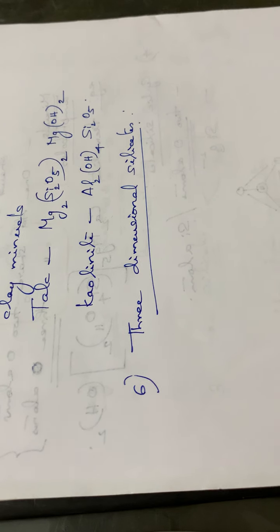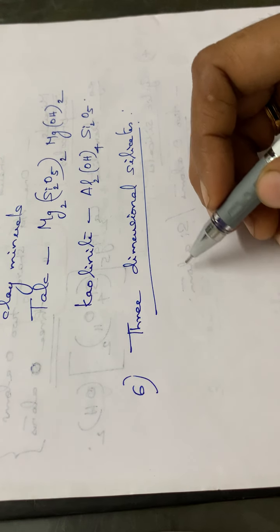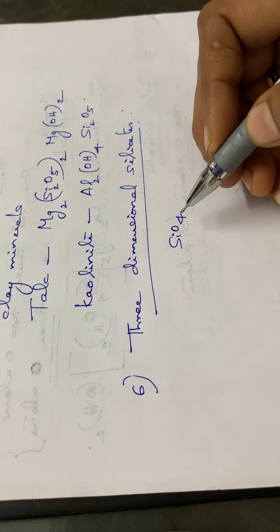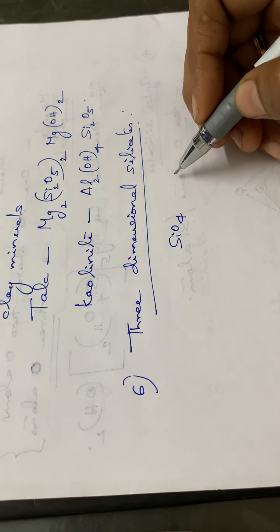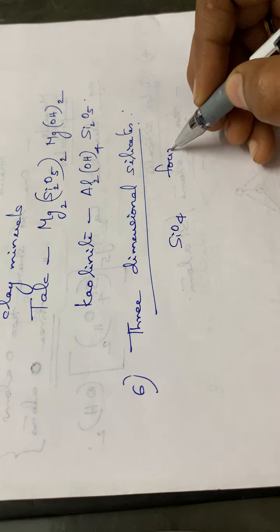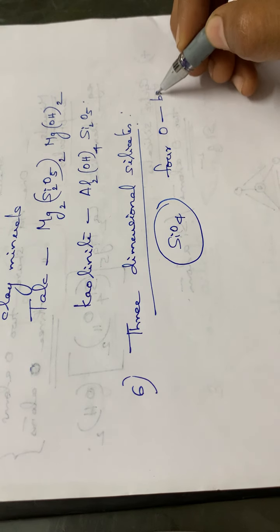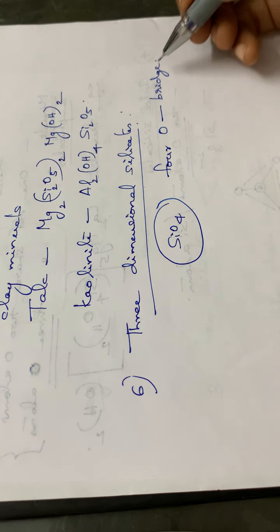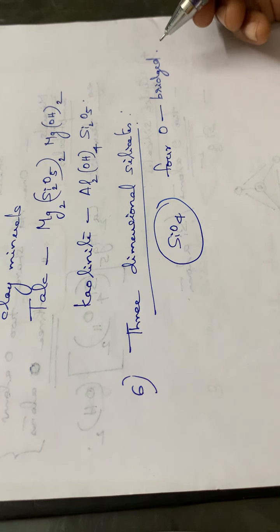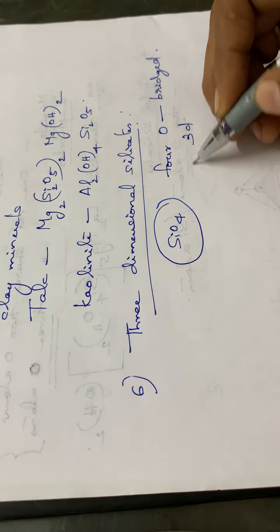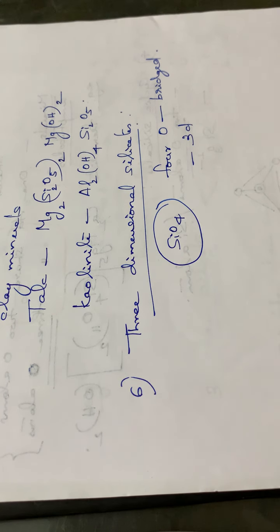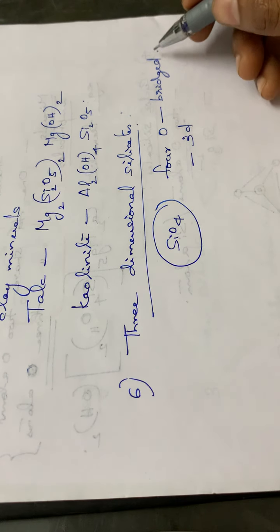3-dimensional silicates. See here, in the SiO4 units, all the 4 oxygen atoms will be bridged. The 4 oxygen atoms present in each SiO4 unit will be bridged. Therefore, a 3-dimensional silicate will be formed. So here 3D structures will arise as a result of these bridged atoms.